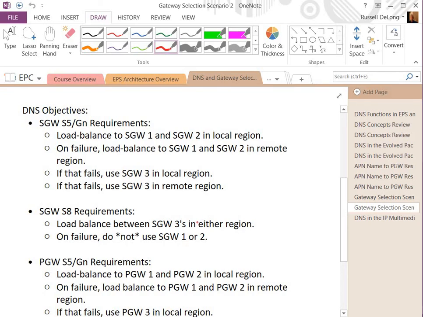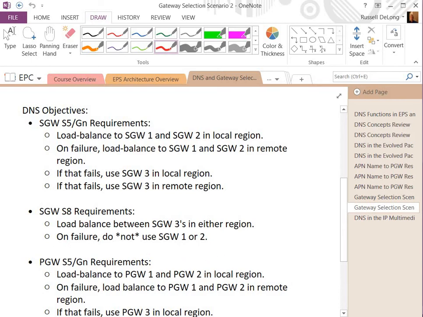And this may or may not be a practical scenario. The whole point is that I'm just throwing out different types of DNS requirements that you might have for a network, and then we can go over how we're going to achieve all these requirements, whether or not you would actually want to do something like this in particular. Send to either S gateway regardless, and on failure, do not use S gateway 1 and 2.